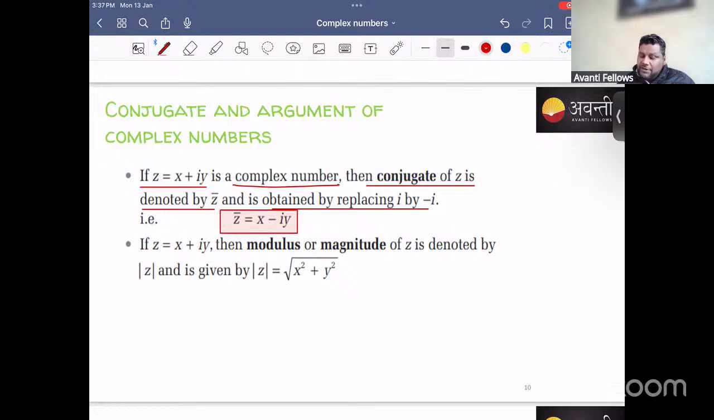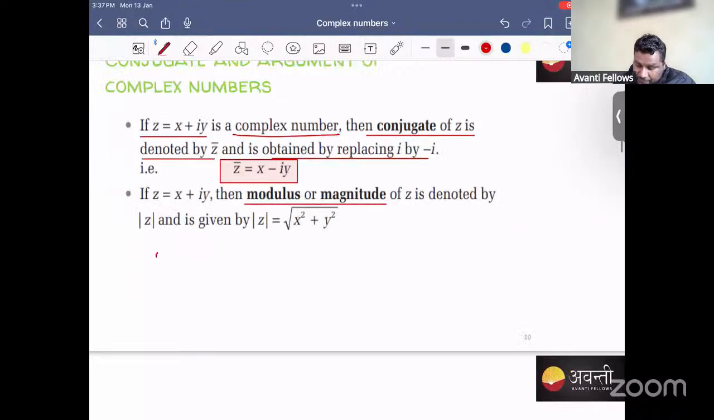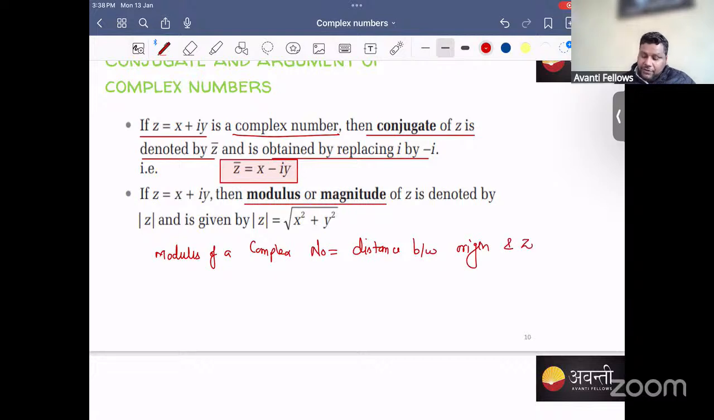So if z is x plus iota y, then modulus or magnitude. Now, modulus is what? Modulus of a complex number is the distance between origin and z. So if a complex number z is x plus iota y, then the modulus of z is under root of x square plus y square, written as mod z.